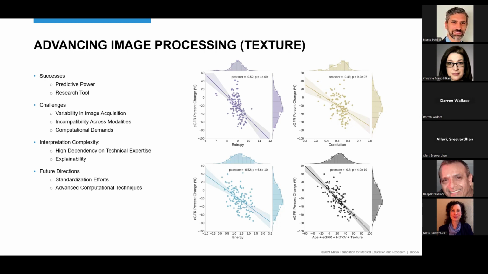So I think the future direction here is a big focus on standardization. So, having standardized imaging protocols that are used when scanning the patients, as well as advanced computational techniques. So we're thinking about more advanced ways that we could train models to extract features from the images that might tell us a bit more, not only about the current state of disease, but also likely how the patient will progress over time.